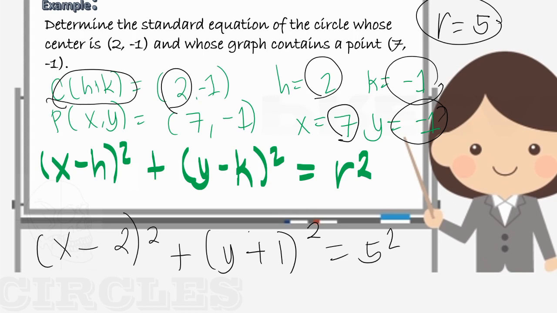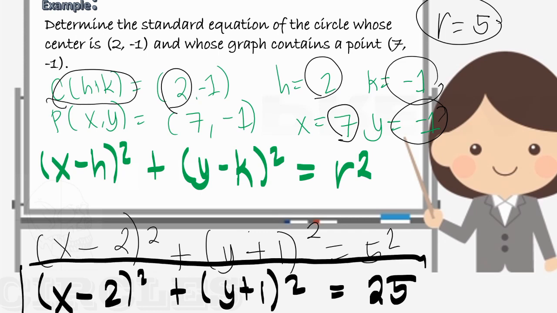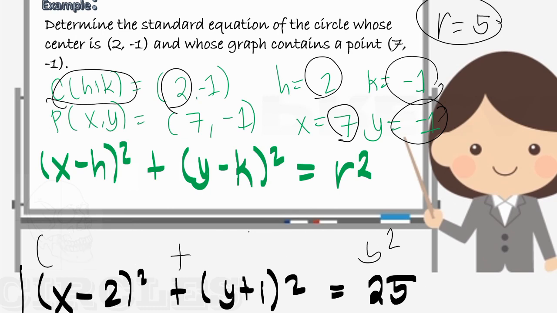So, the final equation will be x minus 2 squared plus y plus 1 squared is equal to 25. There, this is our final equation. So, let's check if our answer is correct.